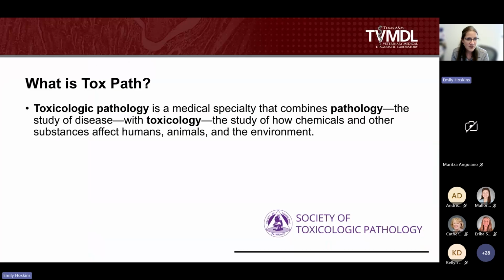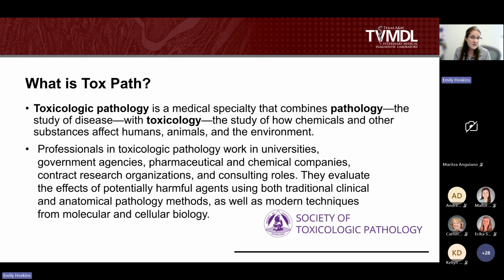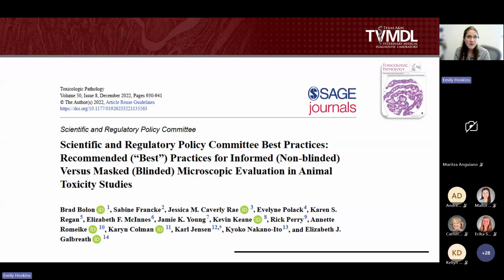So asking about histopathology and where this is in the literature, that brings us to toxicologic pathology. And so this is a specialty that's going to combine pathology with toxicology, the study of how chemicals and other substances affect humans, animals, and the environment. And so these are going to be professionals in universities, government agencies, pharmaceutical and chemical companies, contract research organizations, and consulting roles. And they're evaluating the effects of potentially harmful agents using traditional anatomic and ClinPath techniques, as well as molecular techniques. And so they have their own journal called Toxicologic Pathology.